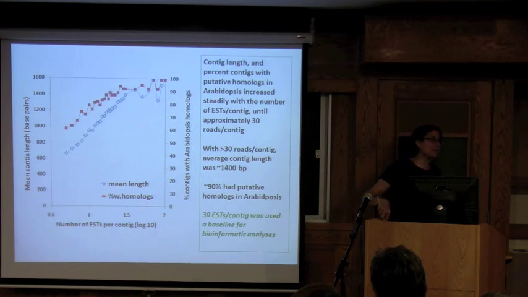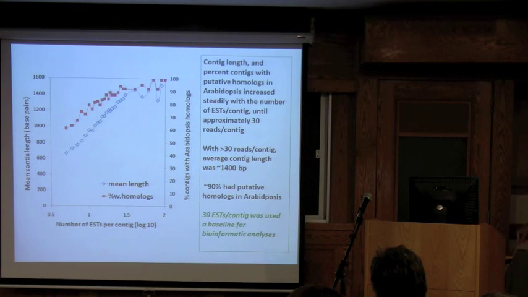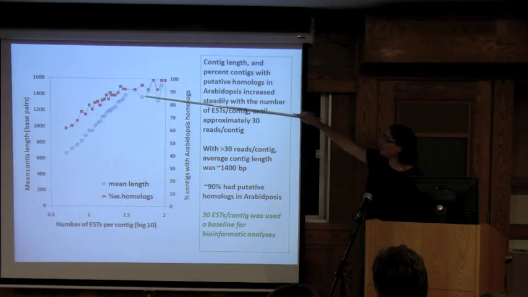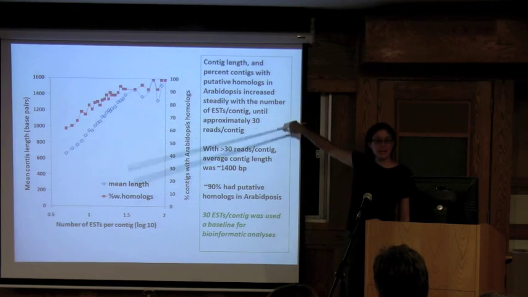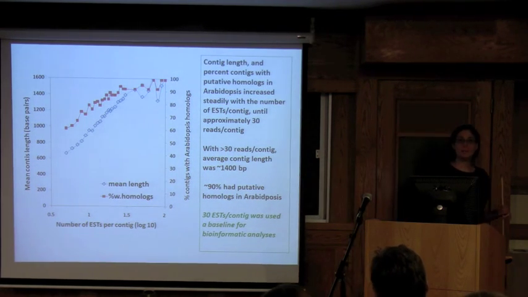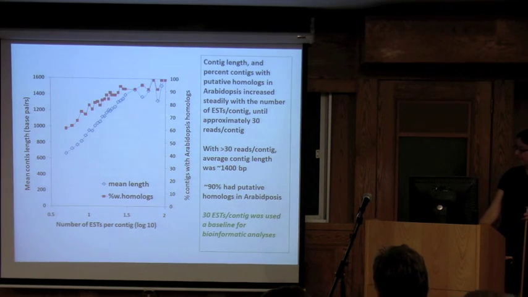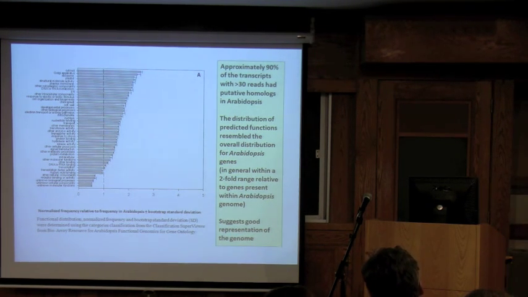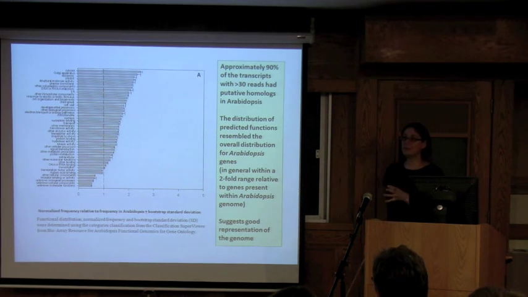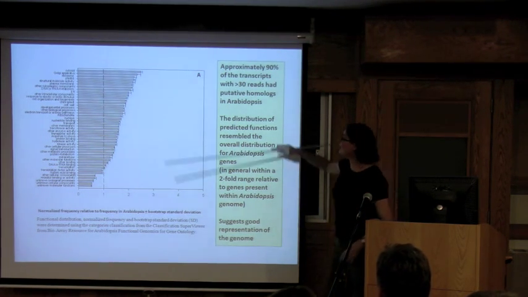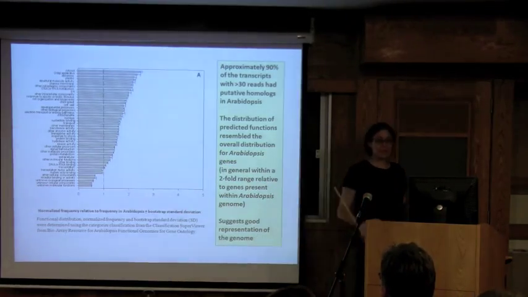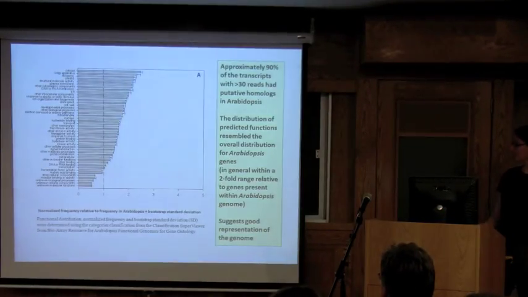We also asked what was the relationship between the number of reads and our ability to identify putative homologs in the databases. And we could see with Arabidopsis that it also steadily increased and then leveled off at about 30 reads per contig. And so we then used 30 ESTs per contig as a baseline for our subsequent bioinformatic analysis. Now at the point where we leveled off, approximately 90% of our contigs had putative homologs in Arabidopsis. And if we look at the putative functional assignments of those genes, we see that they fall into a distribution pretty similar to what you would see in Arabidopsis, within about twofold range for the categories in Arabidopsis, suggesting good representation of the genome.